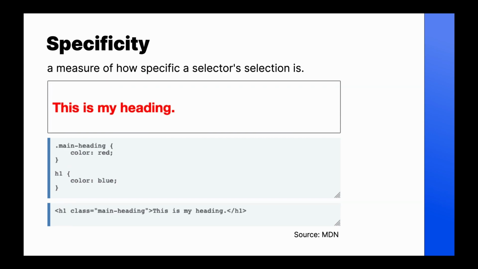Specificity is the measure of how specific a selector's selection is. So that's confusing. But if you have an H1, that's a type of selector, and you color it blue, but then you add a class to it, that specificity is a little bit more than the named element itself. So in this case, just targeting the H1 won't work to color it blue if you add a class called main-heading and color it red. In this case, that class is going to take precedence.